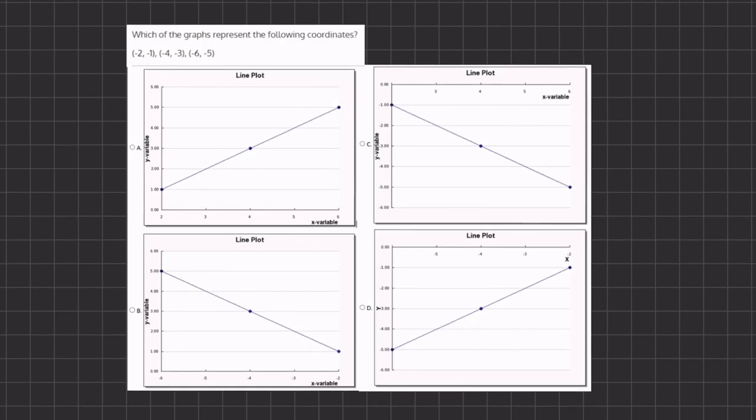Alright, so in this video we want to find which of the following graphs represents our coordinates the best. Now let's take a look at our first coordinate, -2 and -1, and try to find our first point on any one of the four graphs.